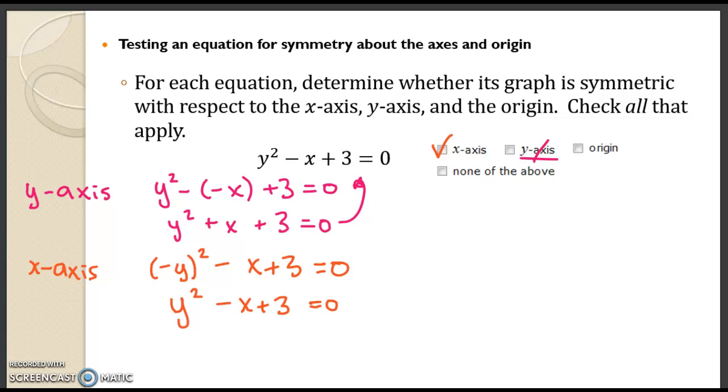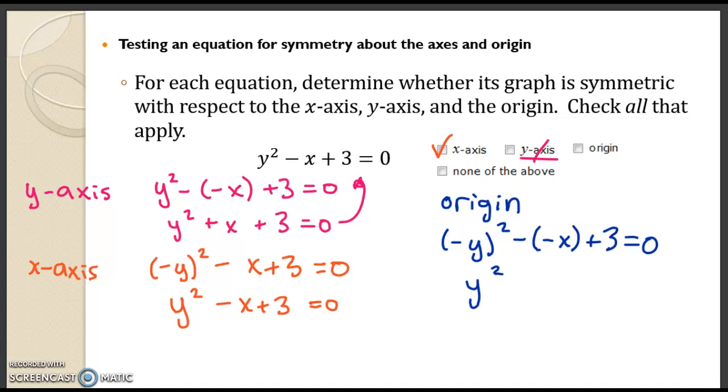Now what about origin symmetry? Well, plug in both negative y and negative x for our x's and y's. We're going to get y squared plus x plus 3. That is not the same as our original, so we don't have origin symmetry. So the only one we do end up having for this one is x-axis symmetry. Okay, that is testing an equation for symmetry.